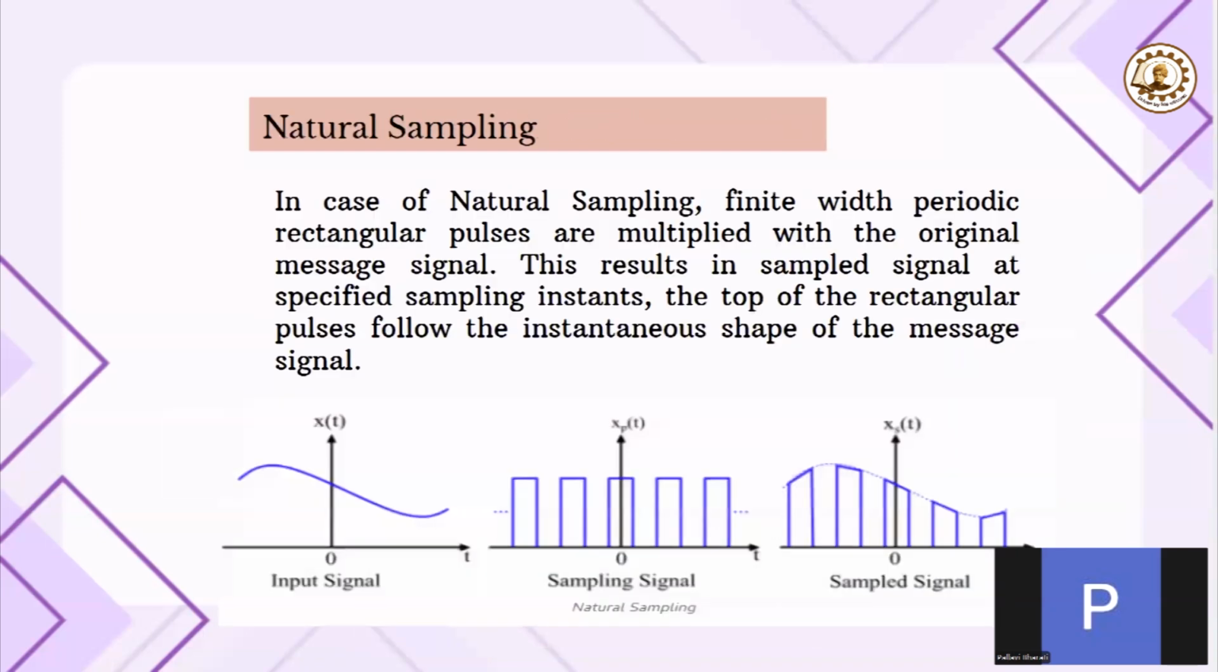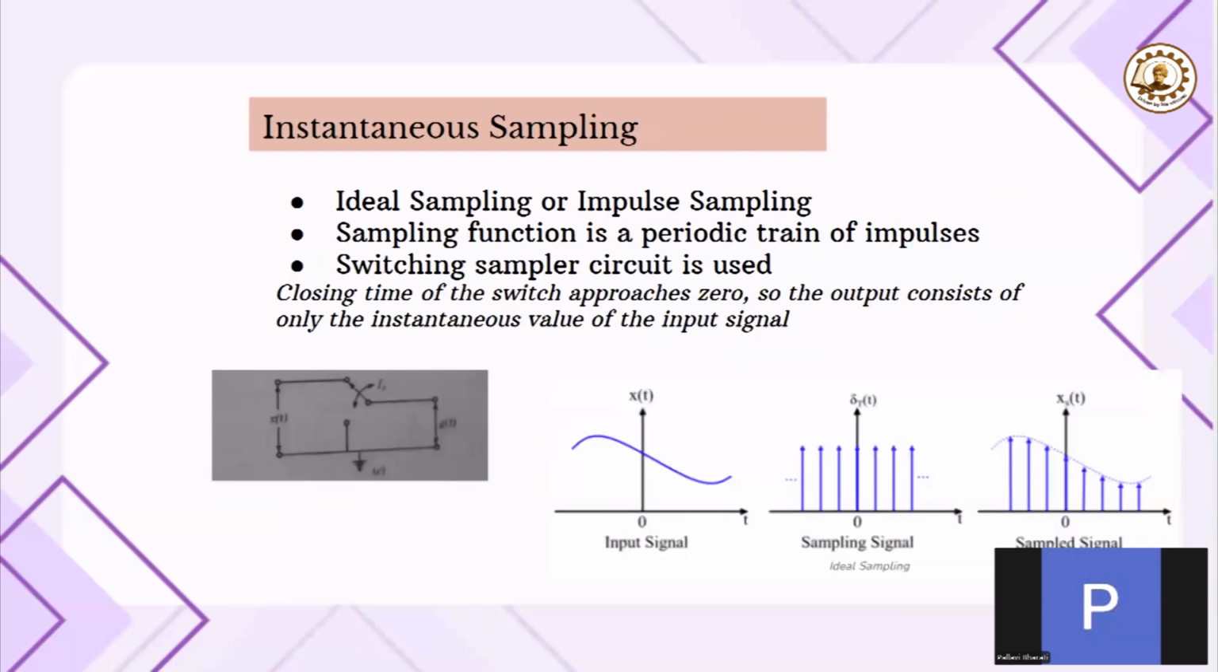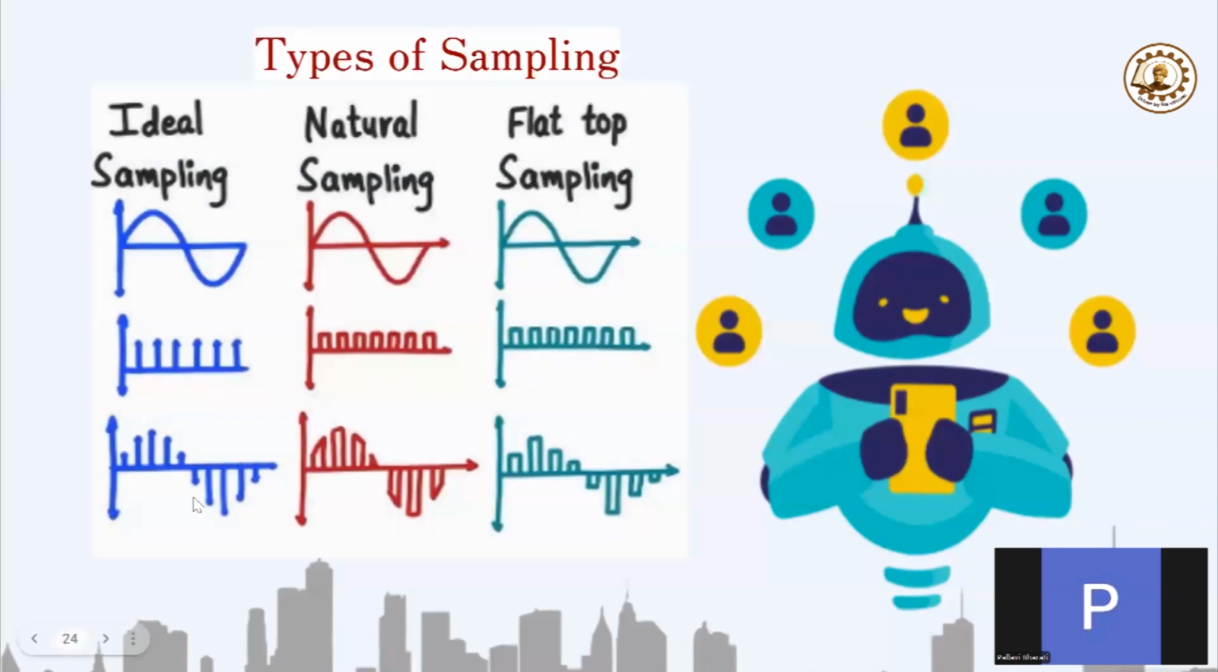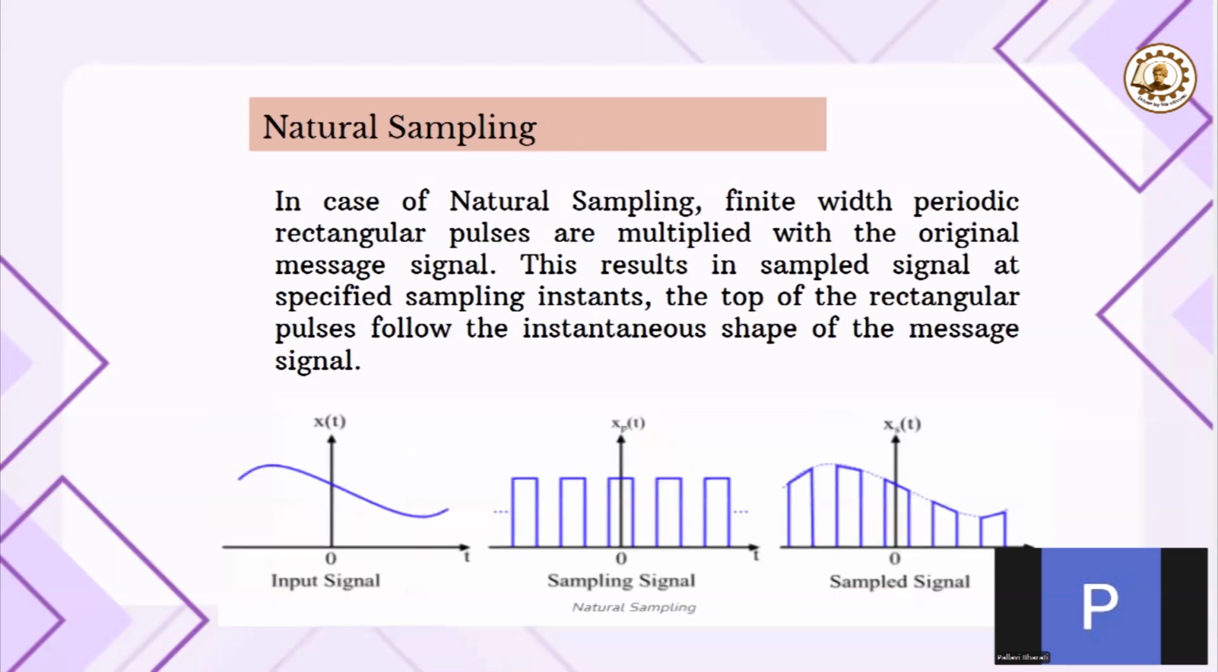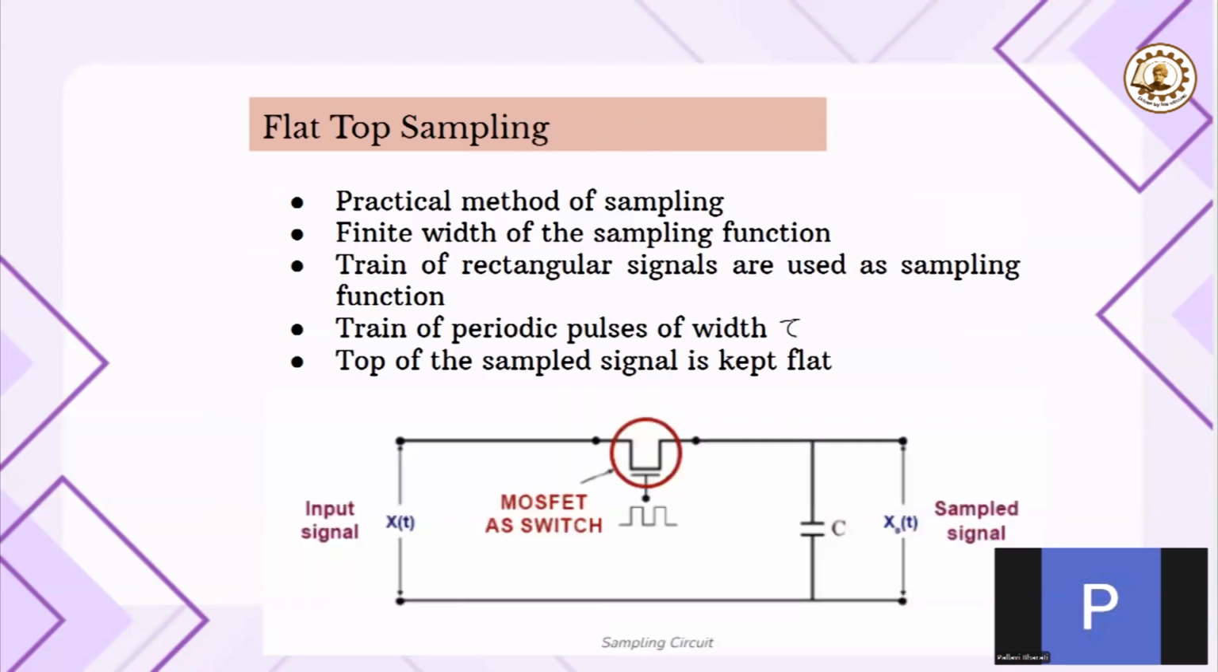instantaneous sampling. Again, if you go in a very short manner, here your sampling function is a train of Dirac impulse functions. Here in both the other cases, the train of rectangular pulses is there. In this case, you are using the circuit. If you see, the switching sampler is used. In this circuit, you are using a MOSFET as a switch. In this circuit, for the flat top sampling, you can use two switches.